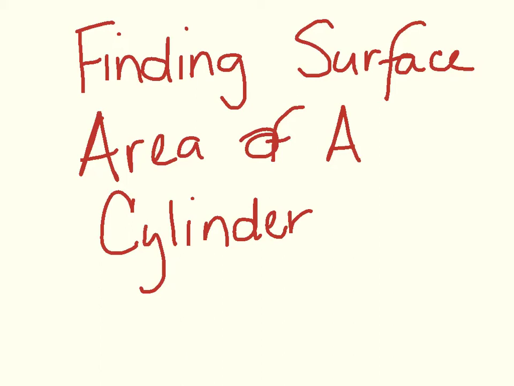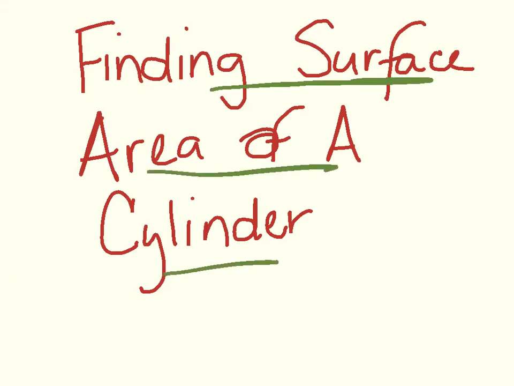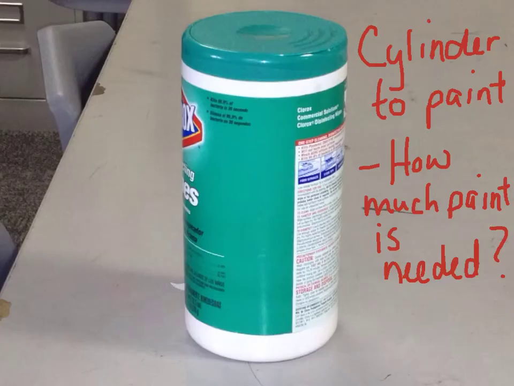Finding the surface area of a cylinder. I have a cylinder here, and I was thinking, wow, that could be used to hold some other things, but I don't want it to look like the Clorox container. So I decided I need to paint it. But how much paint is needed to cover this cylinder?